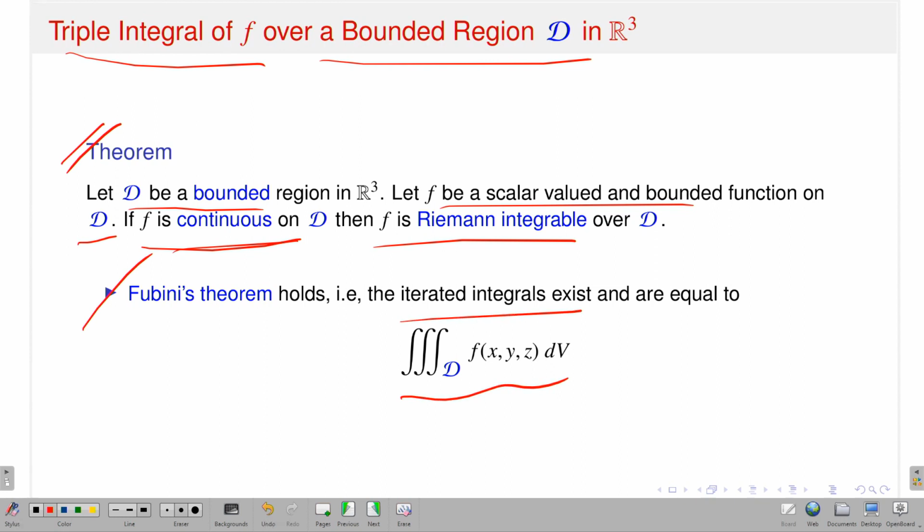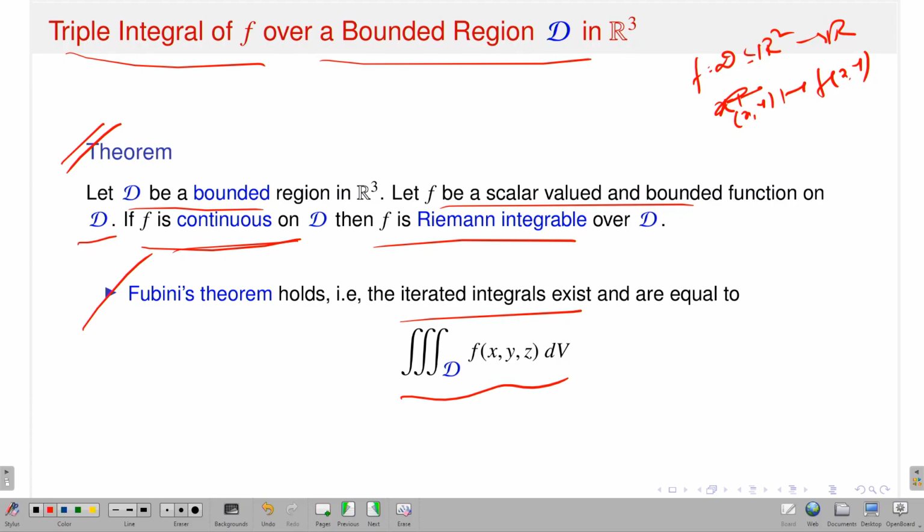Now, what is an iterated integral? Let me recall in the context of the double integral. If I have a function f from some domain D, a subset of R2, to R, that is, (x, y) goes to f(x, y). If you remember, I consider y fixed and think of it as a function of only the x variable, and then perform integration, which will give you a value.